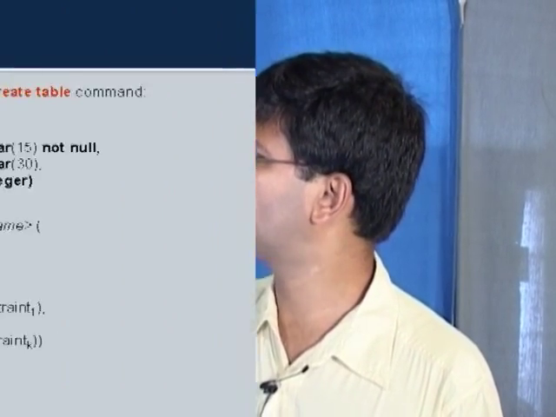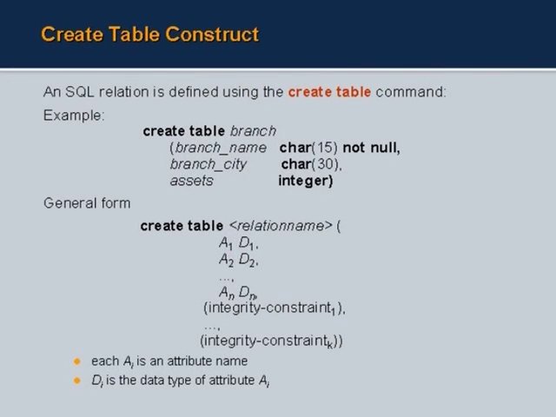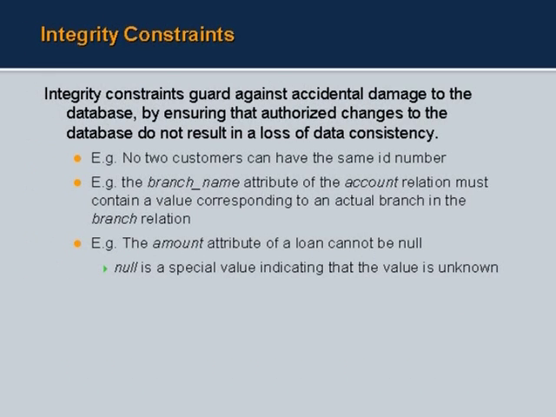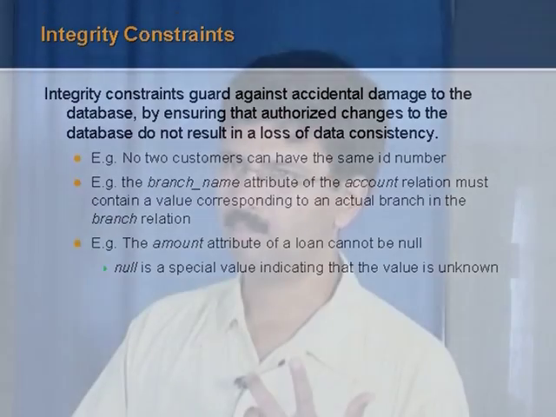So the create table syntax you saw, right? You used it also. Yep. So over here, we have just declared the attribute names. But in fact, you can declare integrity constraints, of which primary and foreign keys are two types. So here is an example. No two customers can have the same customer ID number. This you enforce as a primary key. Because you have chosen the customer ID to be the primary key, the primary key declaration enforces this.